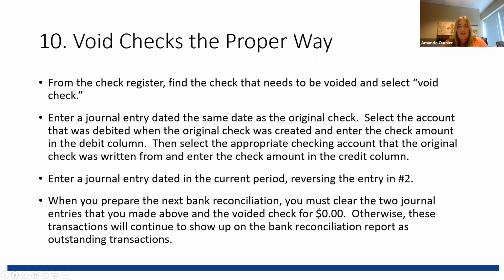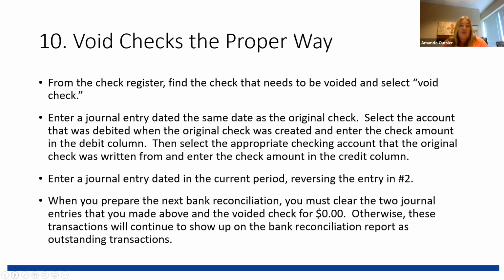And here's kind of step by step how we're going to do that. You're going to put a journal entry in for the original date of your check. And then you're going to put your amounts in based upon the original check amount. And we've got some in here of how you find the accounts that you're going to put that to. One will be the checking account. One will probably be an expense account.